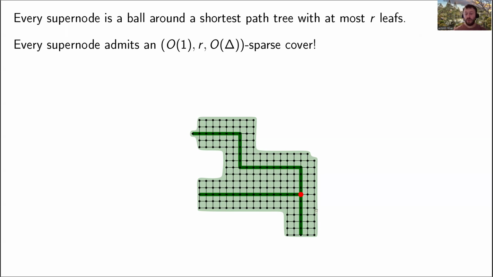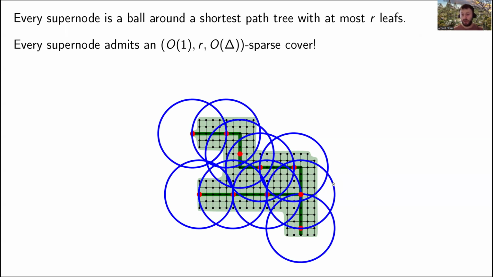And why is that? So take this skeleton, and along each shortest path, add a net. So just take a bunch of points, at distance at least delta between themselves, which is maximal, and take balls around all these net points, like here. So this is a sparse cover. Why is that? Because from the perspective of every point and every shortest path, the number of net points along the shortest path at distance at most delta from me is constant. And because there are only r such shortest paths, this will be sparse. So the number of clusters that they will belong to is only like order r.